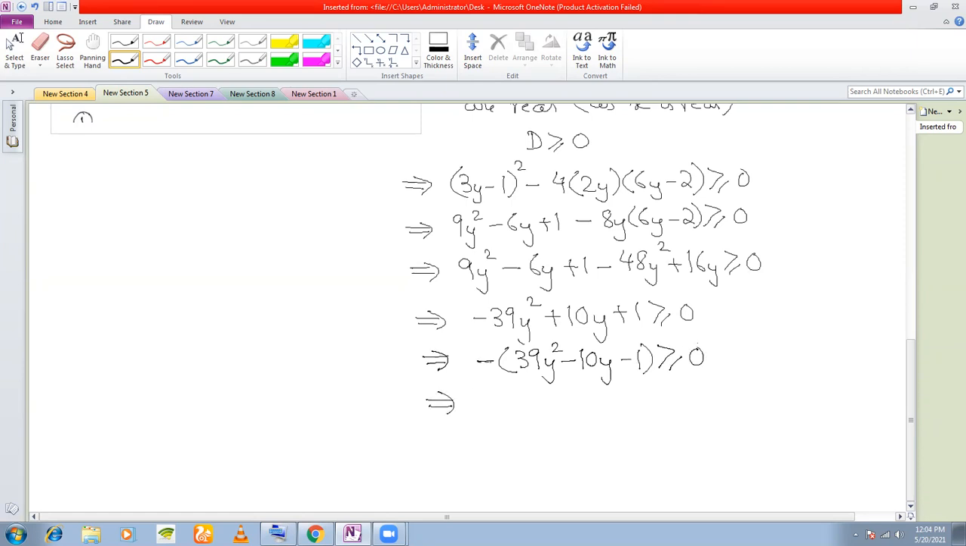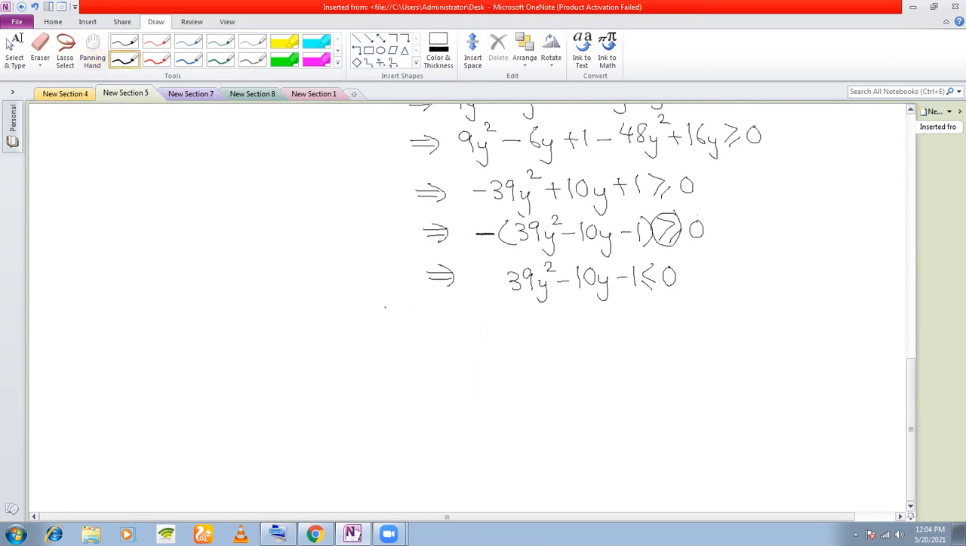Now what happens if this minus sign is to go? That means this inequality sign here must reverse, isn't it? So this means 39y square minus 10y minus 1 must be less than or equal to 0. Now we factorize. Same factors. 39y square minus 13y plus 3y minus 1 less than or equal to 0.